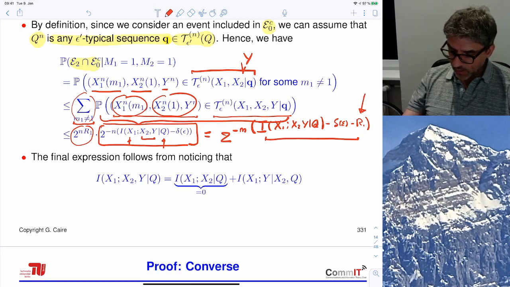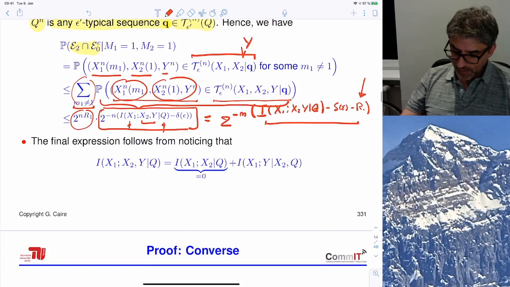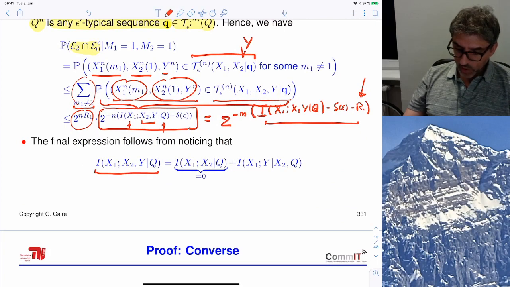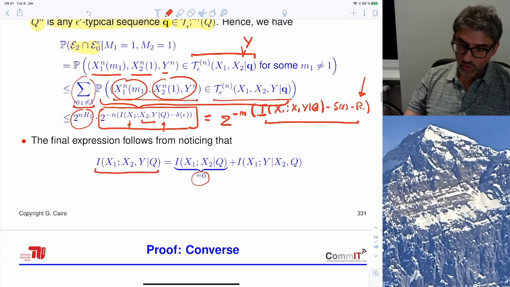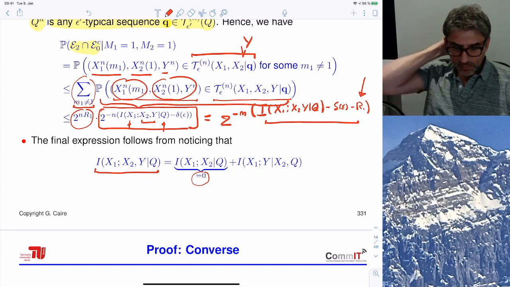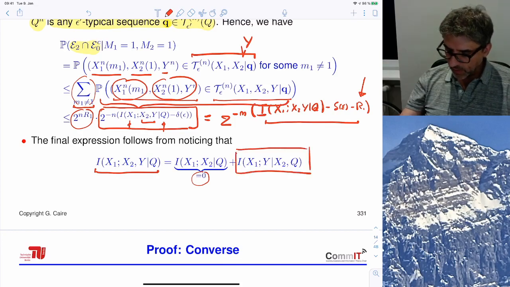The only thing is that this mutual information between x1 and x2y is not what I have written here. We want x1y given x2. So there is one little extra step: now I have this mutual information, and I can write it using the chain rule as the mutual information between x1 and x2 given q plus the mutual information between x1 and y given x2 and q. This is just the chain rule. And we recognize that by construction, x1 and x2 given q are independent, because we have generated x1 and x2 given q independently. So this mutual information is 0, and so effectively the mutual information that really matters is exactly what is written here. Okay.